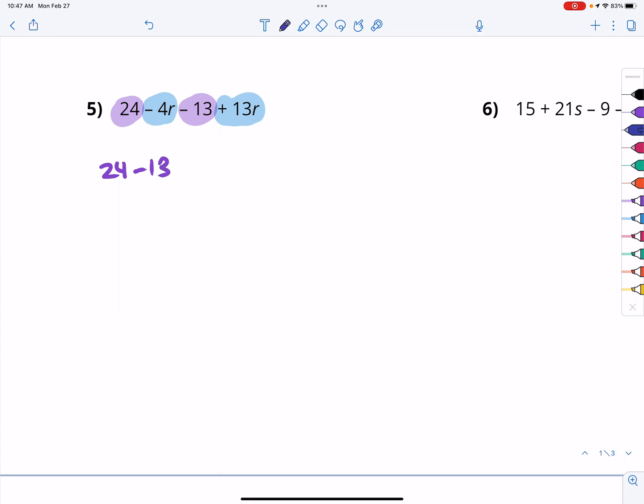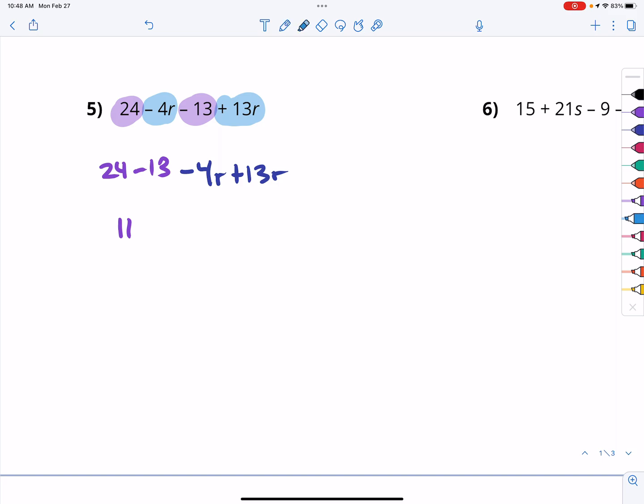And then from that, we are still subtracting 4r and then adding 13r back on there. So I've reorganized. Now I can do 24 minus 13, and I get 11. And now I'm going to think about this looking at my coefficients.